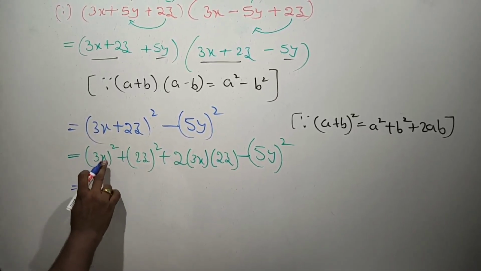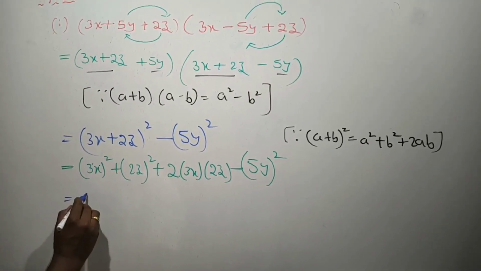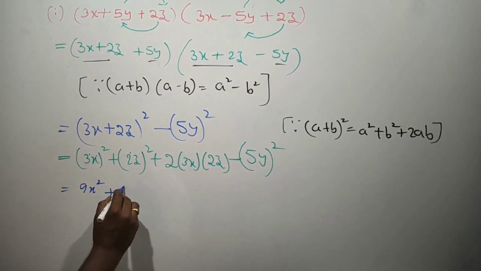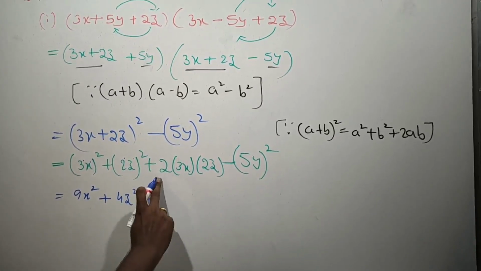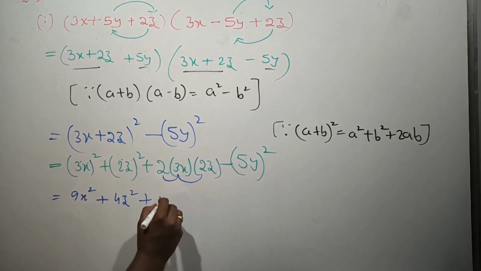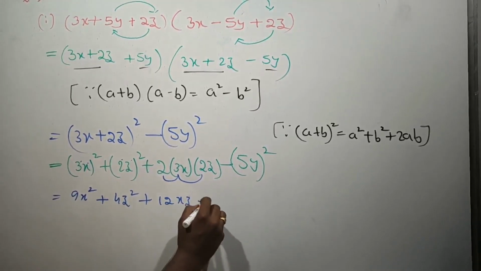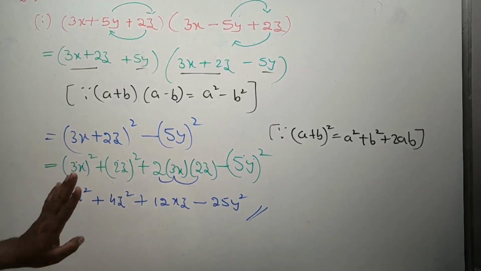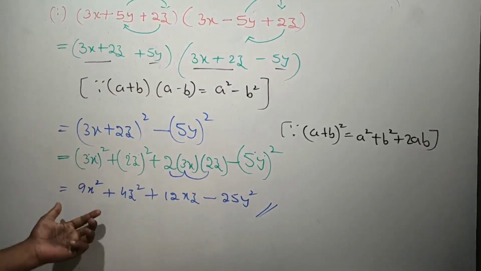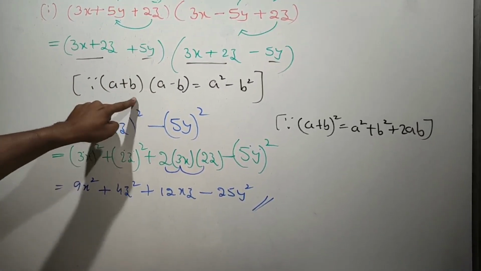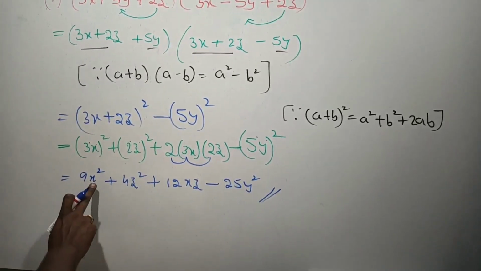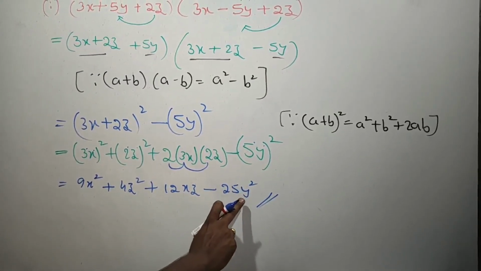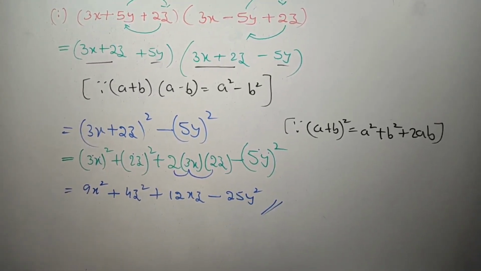Look here. 3x whole square means applying the square to 3 and x also. 3 square means 9 into x square, plus this square applying to 2 and z also, 2 square means 4z square, plus 2 3s are 6, 6 2s are 12xz, minus 5y whole square means 25y square. That's all, children. These two products we expanded by using the identity A plus B into A minus B is equal to A square minus B square. We got 9x square plus 4z square plus 12xz minus 25y square is the final answer, children. Easy, is it? Do it.